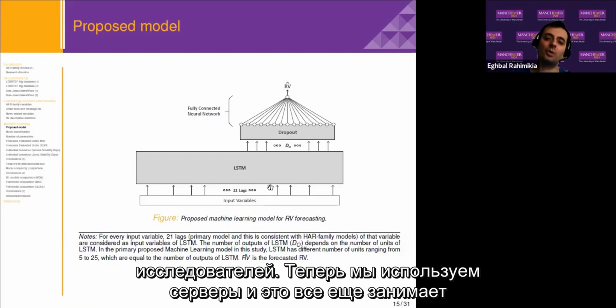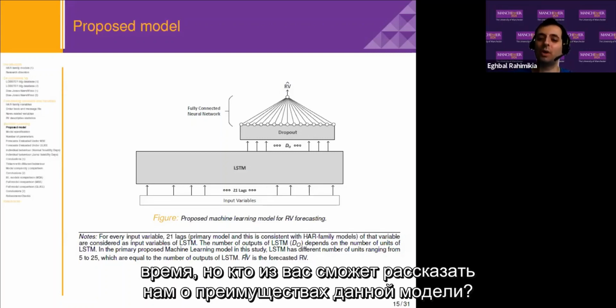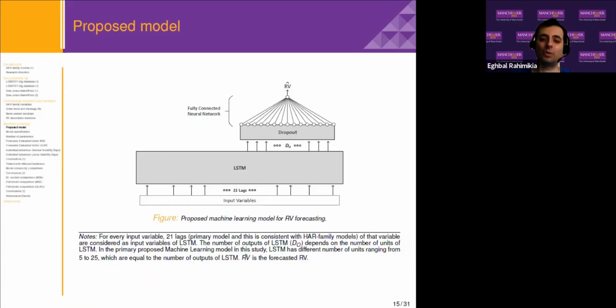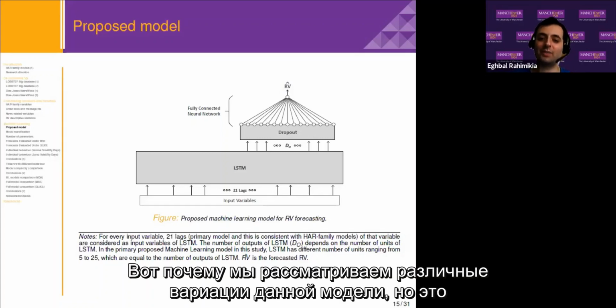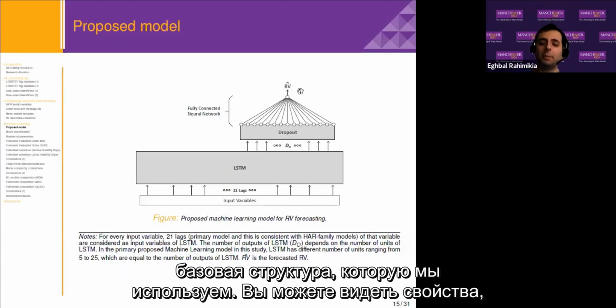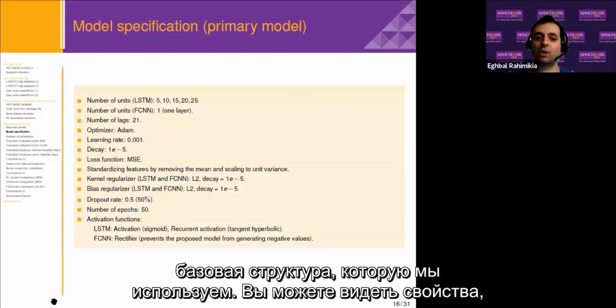Because now we are using servers, it takes more time. So someone may ask, what is the benefit of this model? That's why we are considering different variations of this model. But this is just a simple, general structure we are using.